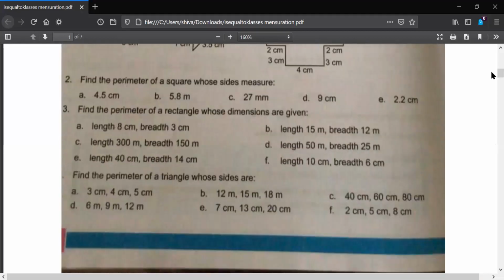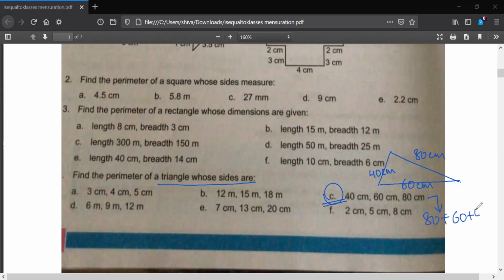Let us do a few questions. While doing these questions, all you need to understand is that this can be any triangle like this, where the sides can be 80 centimeter, 60 centimeter, and 40 centimeter. So what will be the perimeter, Mr. Sarthak? 80 plus 60 plus 40. That will be 180 centimeters. Very nice.